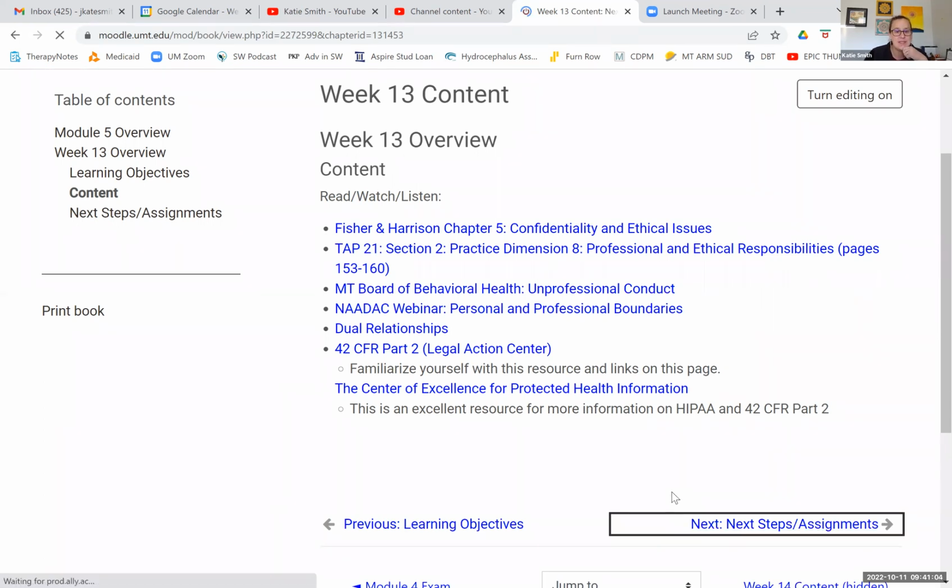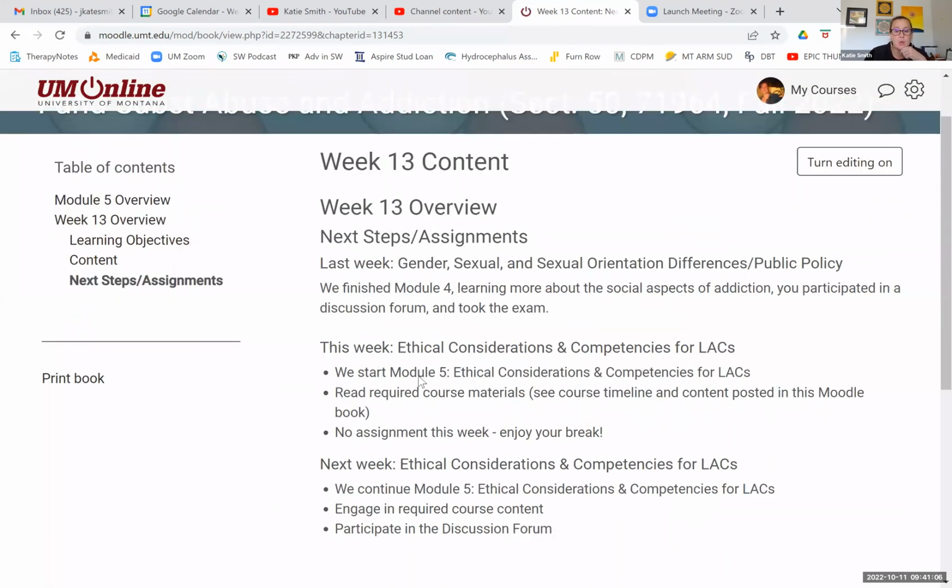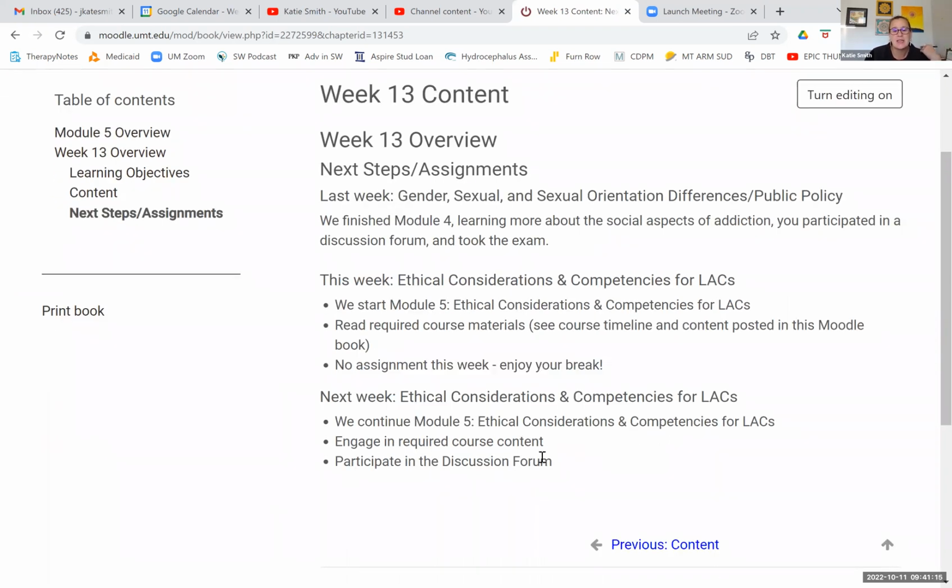So our next steps, so this week we're starting module 5, we're reading those course materials, and there's no assignment this week. So again, really dive into those materials. Next week we will have a discussion forum, and what I will say is, by taking this break during week 13 to really engage in those materials, you're going to have more time during week 14 and 15, because those discussion forums are going to be more in depth than some of the other ones that you've had this semester.